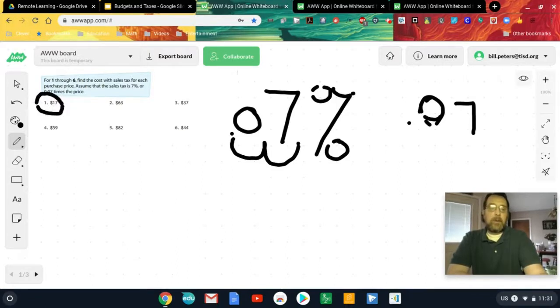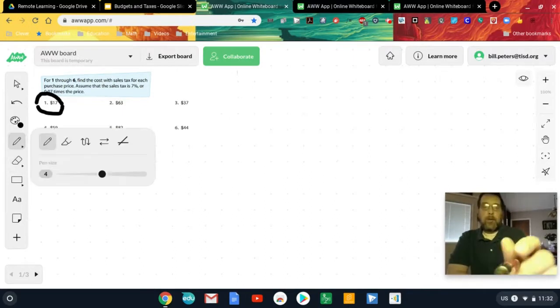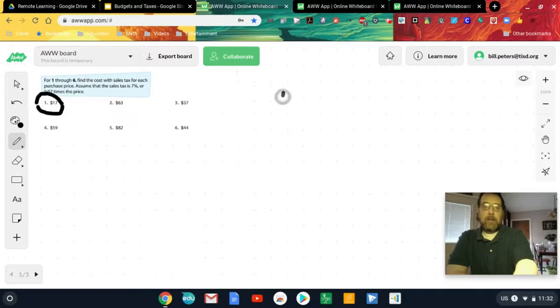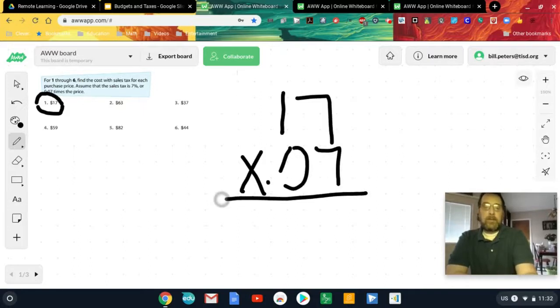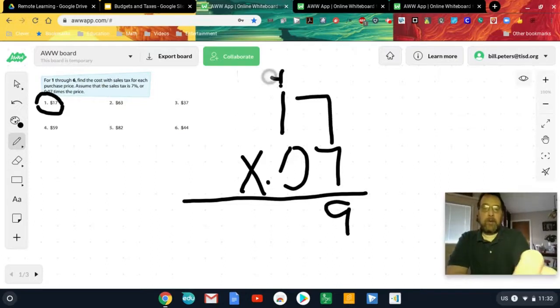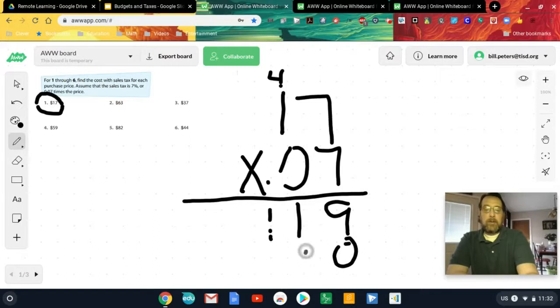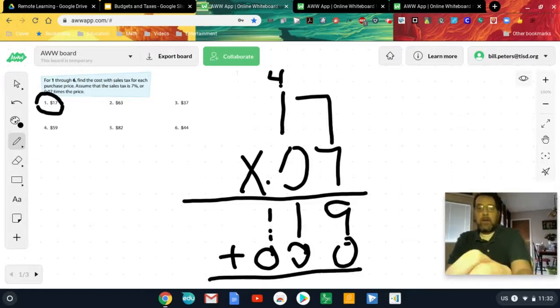The first price we're going to pay attention to is number 1, $17. So what we would do with the 17 is we would take 17 and we would multiply it by decimal 0.07. 7 times 7 is 49. Carry my 4. 7 times 1 is 7. Plus 4 is 11. And then I have 3 zeros. Then I will add these together and I will get 119.